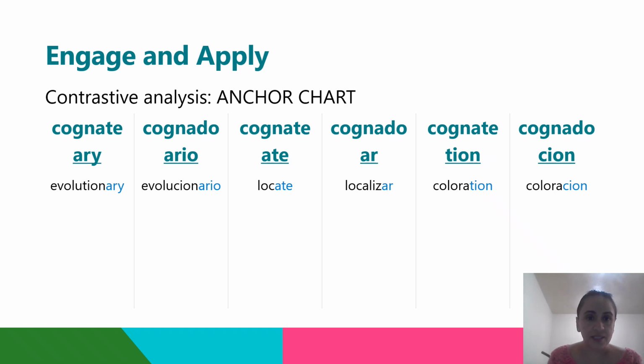In this first example, the suffix "ari" means connected to or related to. In this case, the word evolution is a noun, and with the suffix "ari," it turns into an adjective, evolutionary.